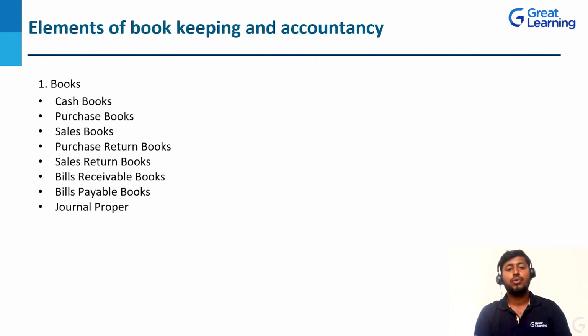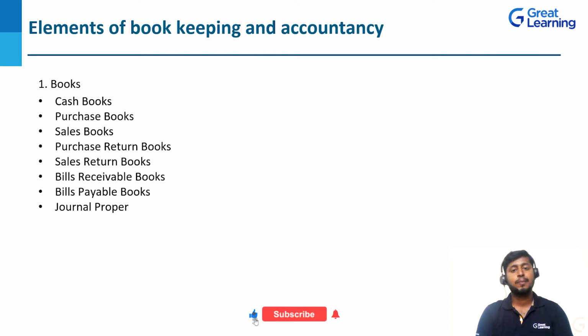Next, elements of bookkeeping and accountancy. What are the main elements involved in bookkeeping? Which books do they need to maintain, either in the traditional method or the modern method, manual entry or computerized entry? We'll see which elements are there in bookkeeping and accountancy. The first element is books. Yes, the word itself indicates books. Here we have 8 different kinds of books they need to maintain. So we'll see one by one.